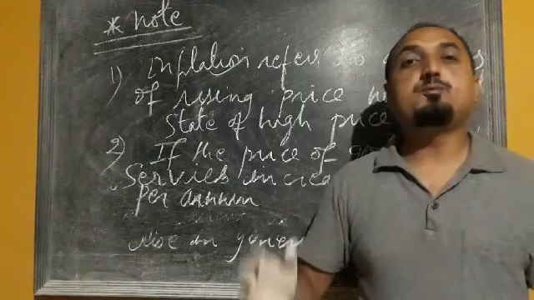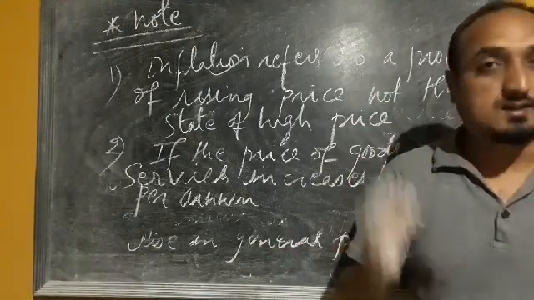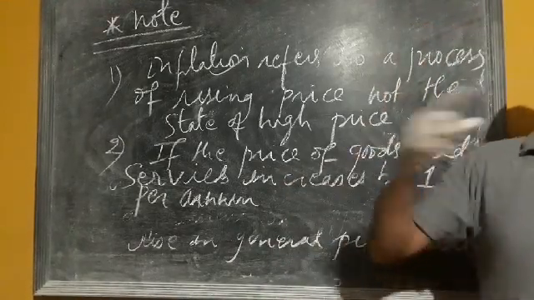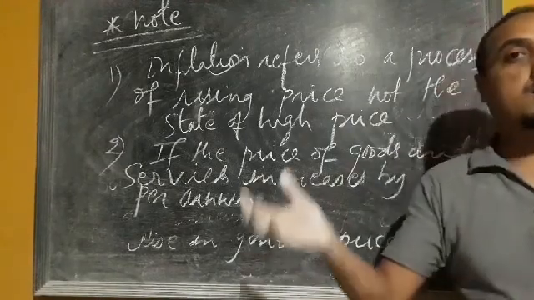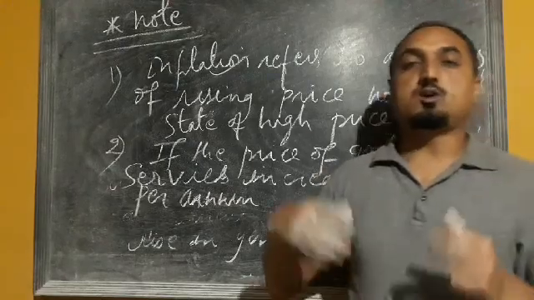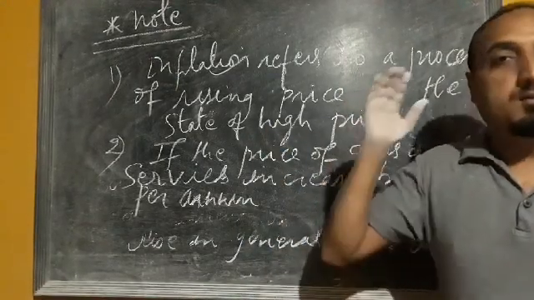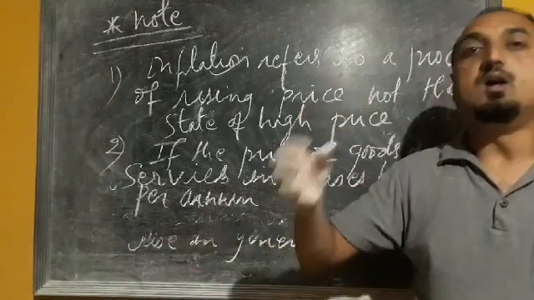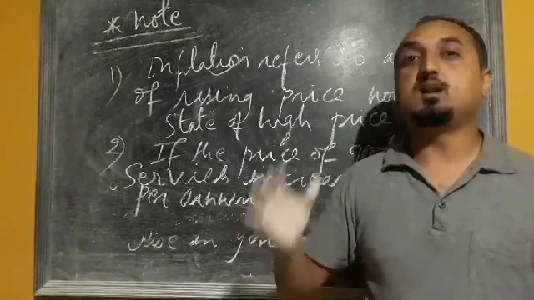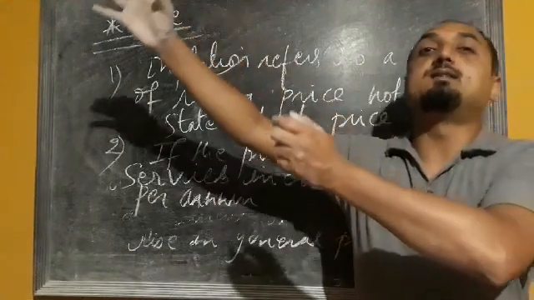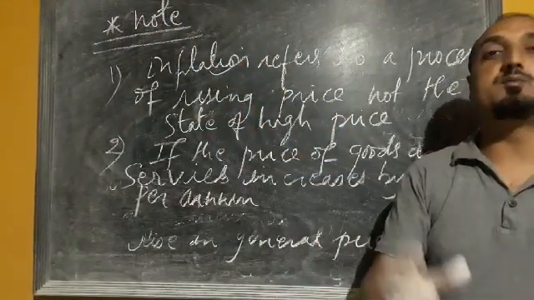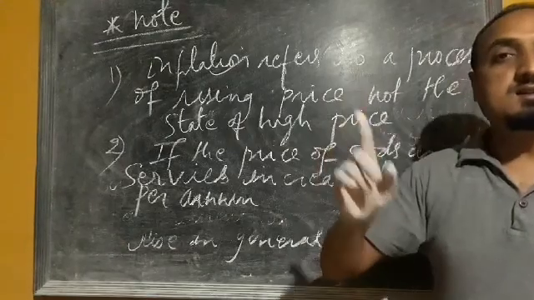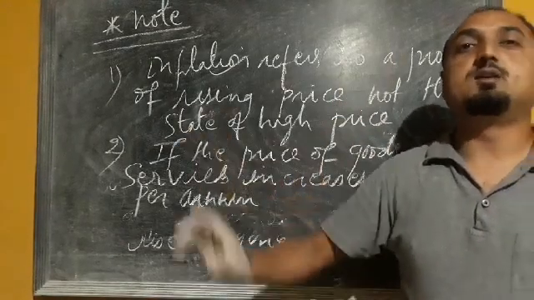And the last thing, if the price of only one good is increasing, that concept also cannot be considered as inflation, because the price of a particular commodity may increase due to the shortage of supply of raw materials, the shortage of labor, or any other reason. If the price of only one commodity is increasing or decreasing, that cannot be considered as inflation. Inflation means there should be a general rise in the price level. General means the price of all the goods and services should increase, then only that can be considered as inflation. Otherwise, a single commodity price rise cannot be considered as inflation.